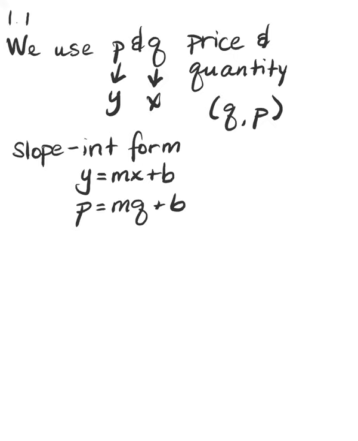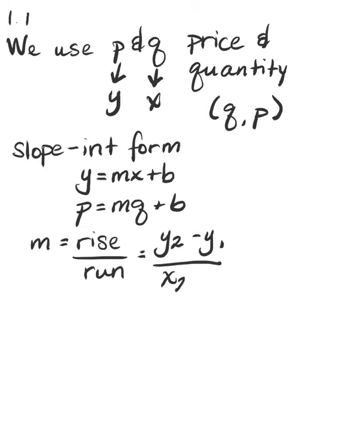And the last piece is slope, rise over run. So we're used to it being y2 minus y1 over x2 minus x1. But we need to use, again, P's and Q's.